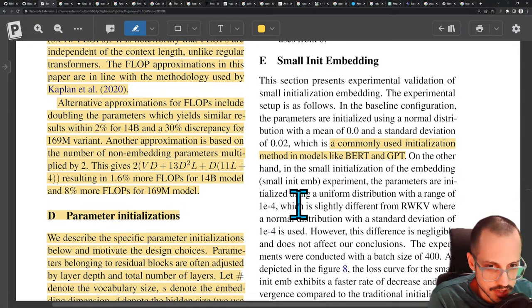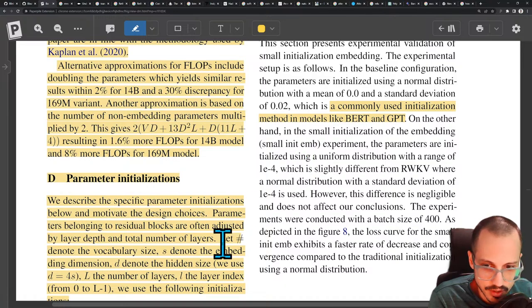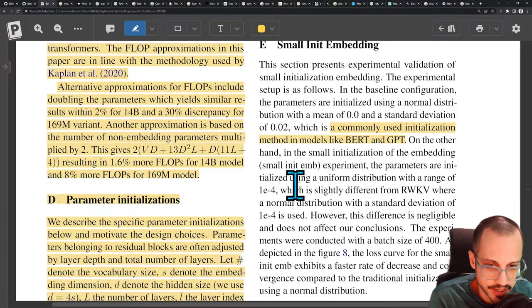The parameters are initialized using a uniform distribution. This is the uniform plus minus 1e negative 4, which is slightly different from RWKV, where a normal distribution with a standard deviation is used.